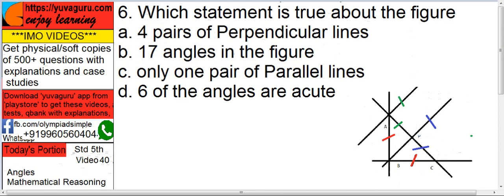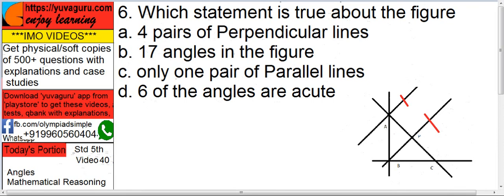Next, only one pair of parallel lines. So see, these two are parallel lines which don't intersect. Are there any other parallel lines? No. So only one pair. So this is correct. And D, 6 of the angles are acute.